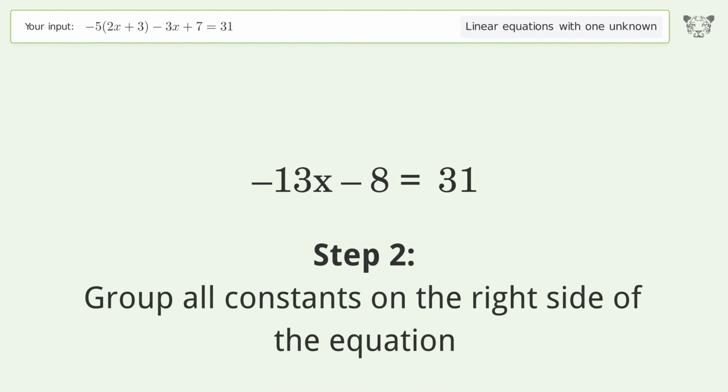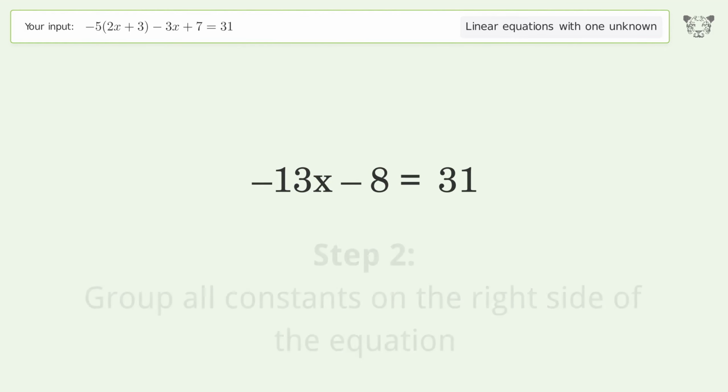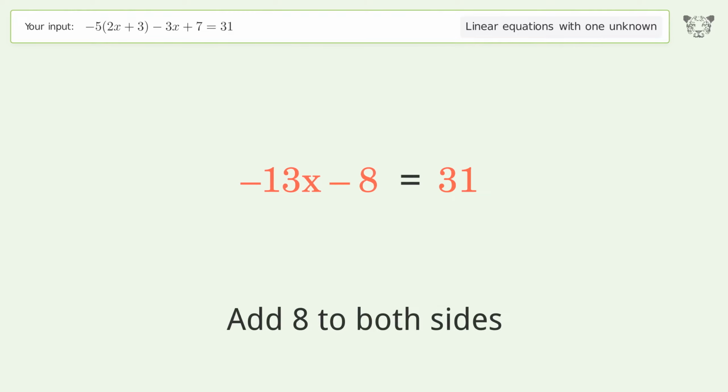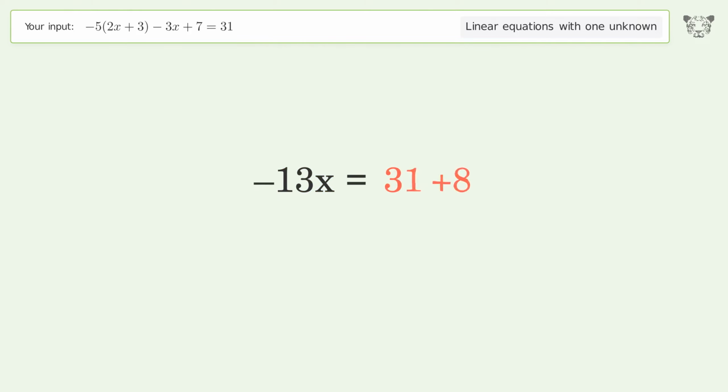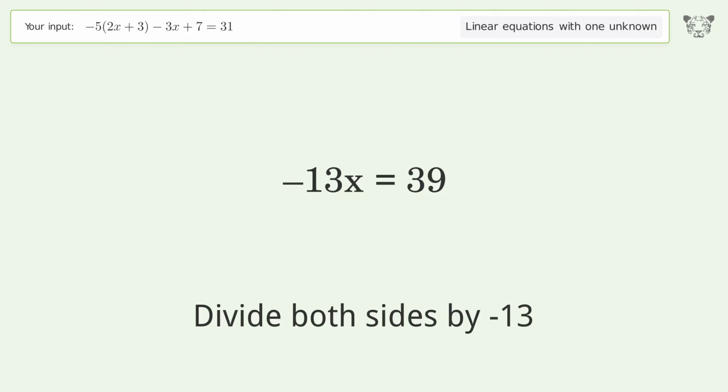Group all constants on the right side of the equation. Add 8 to both sides. Simplify the arithmetic. Isolate the x. Divide both sides by -13.